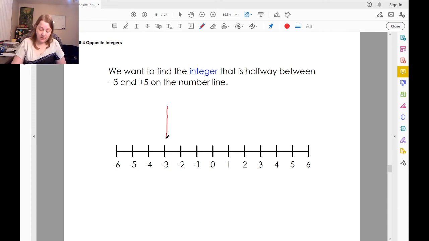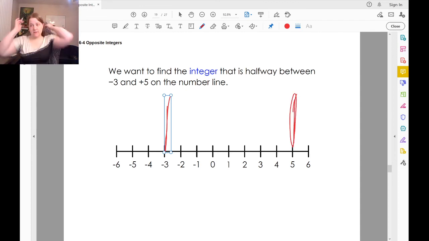So we have -3 and 5, or +5 on the number line. We want to find the integer that's halfway through. What I would normally do is have you pick up 2 fingers and put them both on -3 and 5 and move them in each time. That doesn't happen anymore right now because I can't see what you're doing and you can't see my actual fingers on the screen.